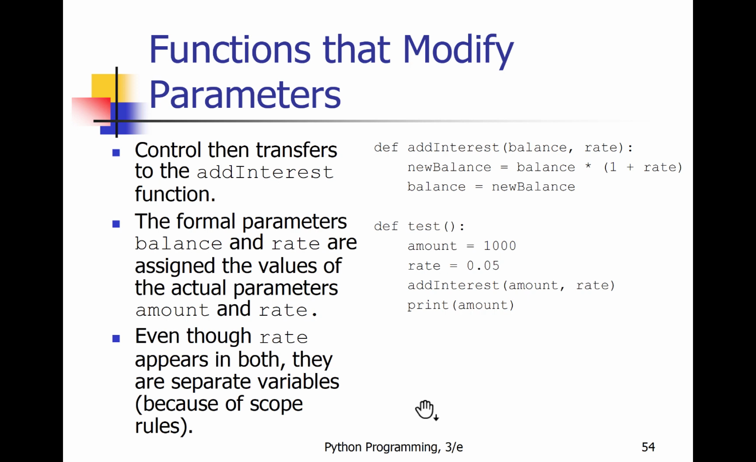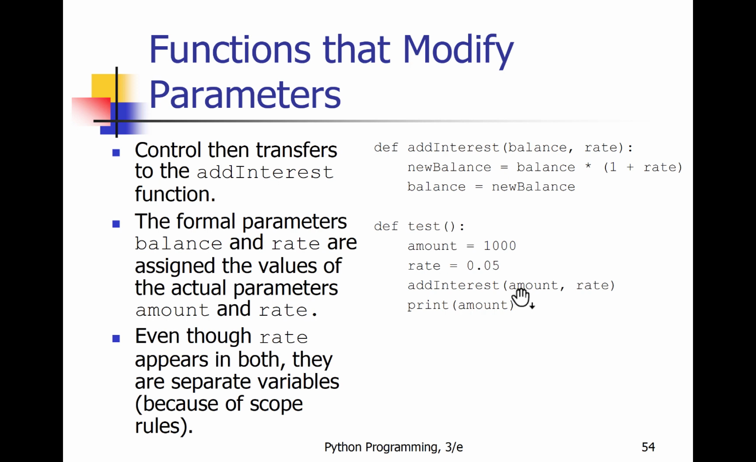And again, how do we know? This is always going to be true when we're using immutable value objects like int and float and string. So even though rate appears in both, they are separate variables because of the scope rules. The interesting thing to see is that the variable rate used in test, which is the calling code, is not the same as the formal parameter rate that's defined in add interest. They have the same name, but the scope of their names applies to their own functions. They're local to their own functions.